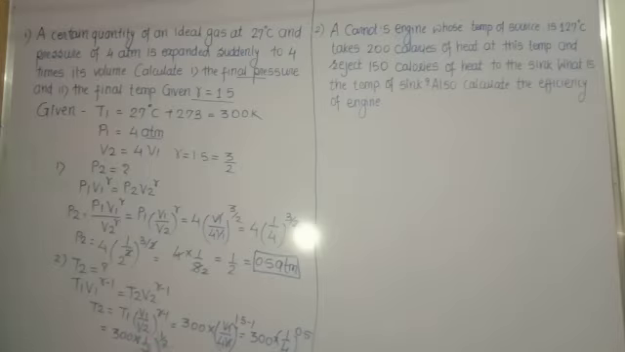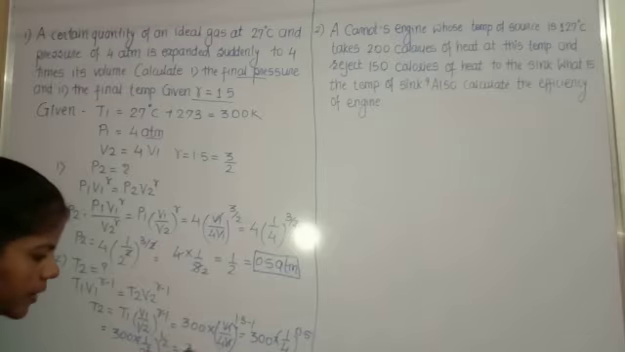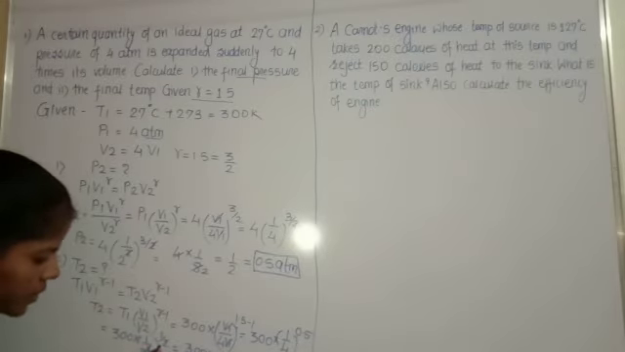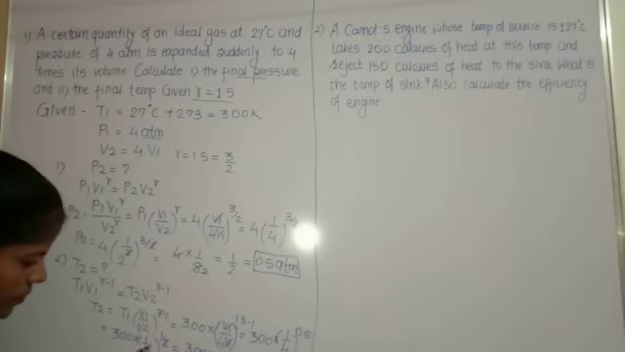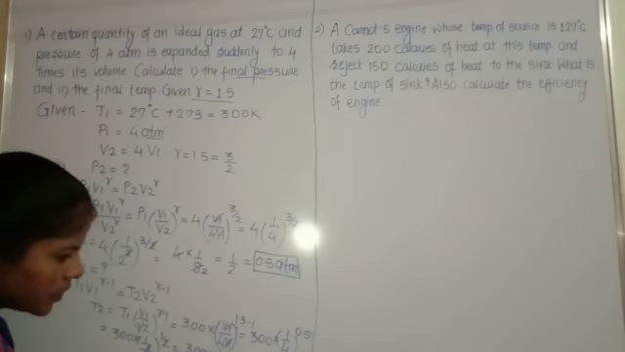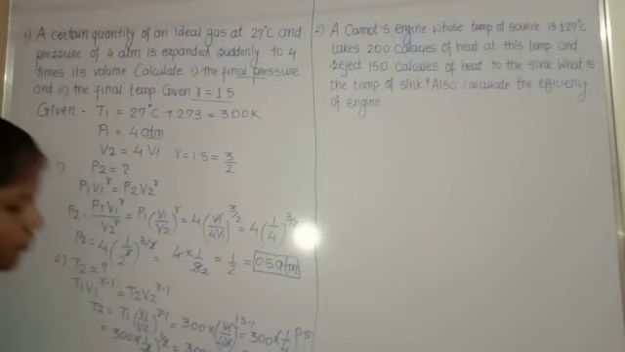So this 2 will again cancel, and we get 300 multiplied by 1 by 2, which gives 2 into 1 by 2, equals 150 Kelvin. Okay, so this is the final temperature.